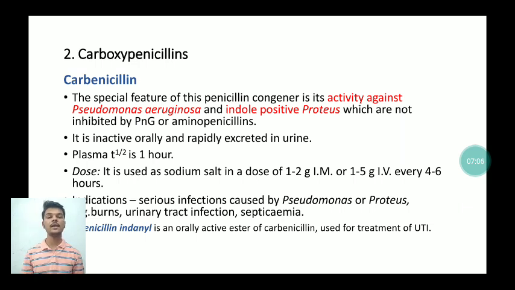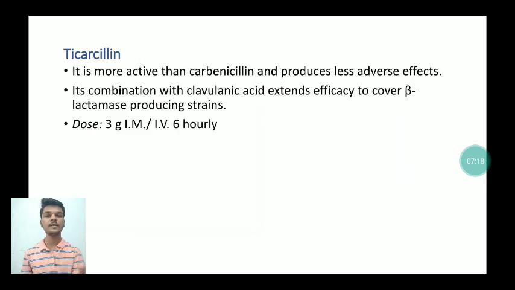Carbenicillin indanyl is an orally active ester of carbenicillin. Carbenicillin is inactive orally and carbenicillin indanyl is the orally active ester, and it is used to treat urinary tract infections. The second drug is ticarcillin. It is more active than carbenicillin and also has fewer adverse effects. Its combination with clavulanic acid extends efficacy to cover beta-lactamase producing strains also. Here clavulanic acid is a beta-lactamase inhibitor. Its dose is 3 gram given intramuscularly or intravenously at intervals of 6 hours.